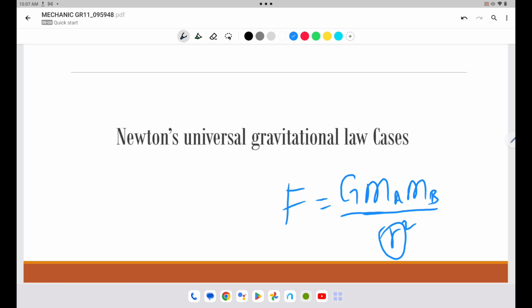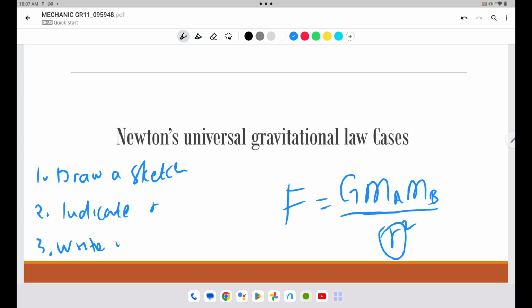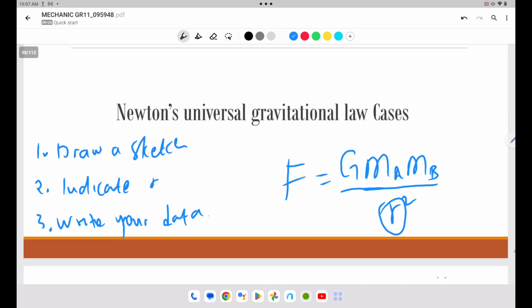So my advice is, when you solve the problems, number 1, draw a sketch. Number 2, most importantly, indicate R on the sketch. Number 3, write your data so that you don't make any mistakes.